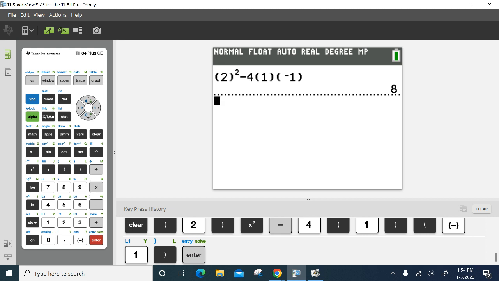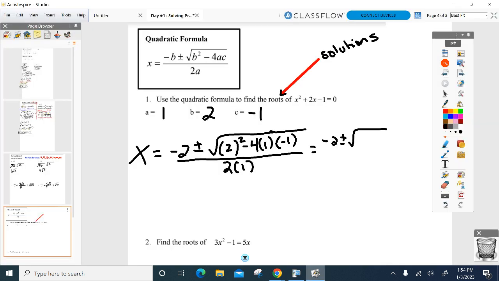8. Okay? I can't tell you how many kids try to be superstars and try to do it in their head or on their own, and it's a totally different number. Use parentheses in your calculator. So 8 goes underneath. I don't care what the square root of 8 is. We're going to simplify that. And what's in the bottom? 2. All right. I know the directions don't say here, but most of the directions are going to be simplest radical form.